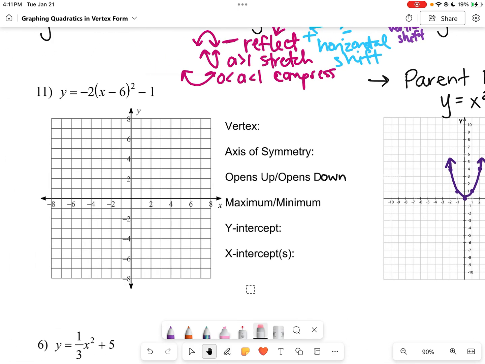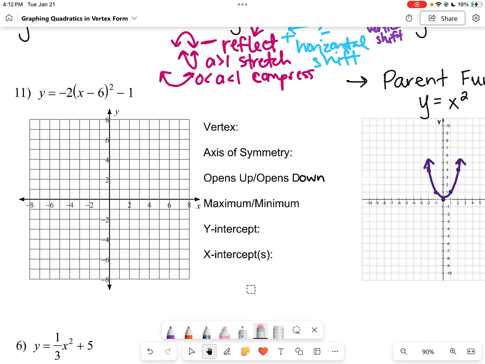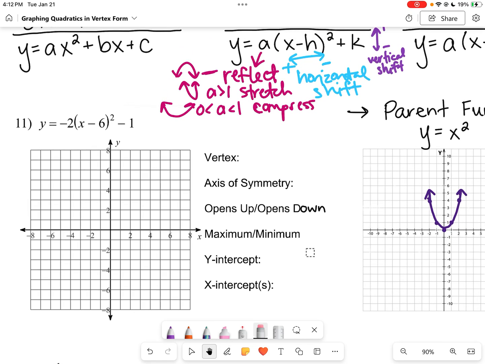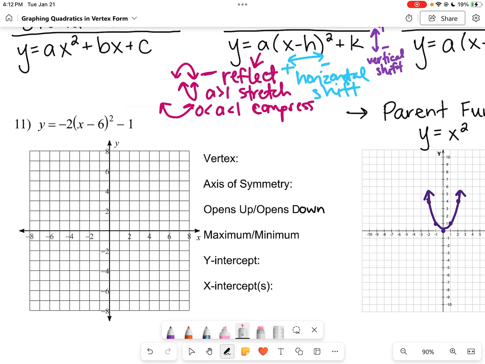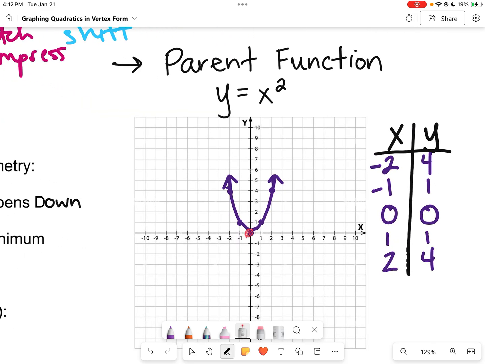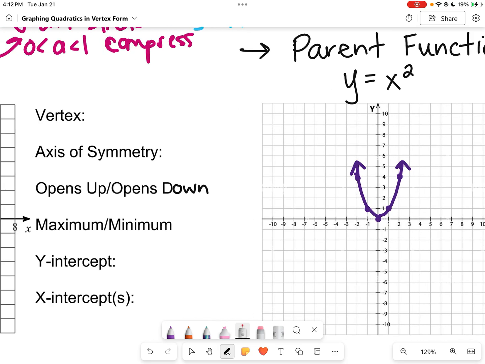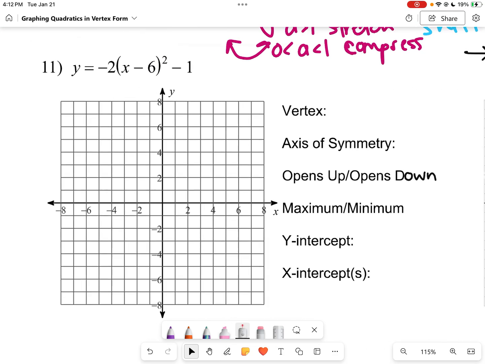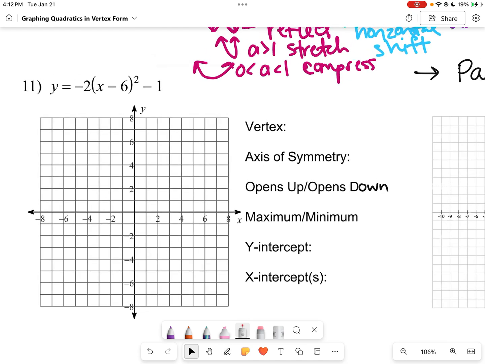So my first example says y equals negative 2 times x minus 6 squared minus 1. Let me remind you, this negative 2 is your a value. We have x minus 6, so that 6 is my h value inside. And then I have minus 1, which is that k value out here. Okay, so our original function, if you notice, started at 0, 0, right? Started at the origin.